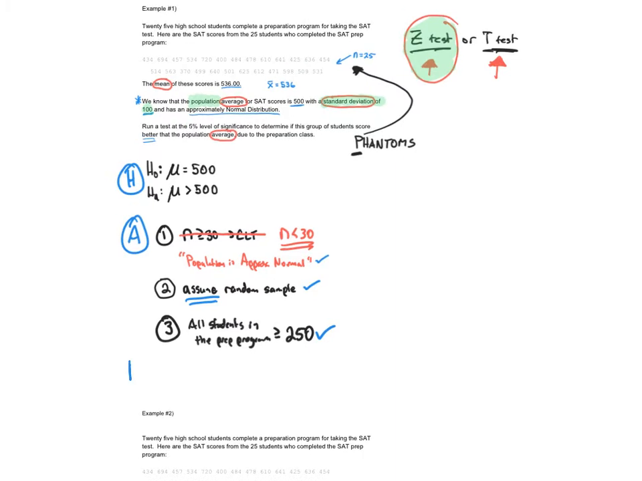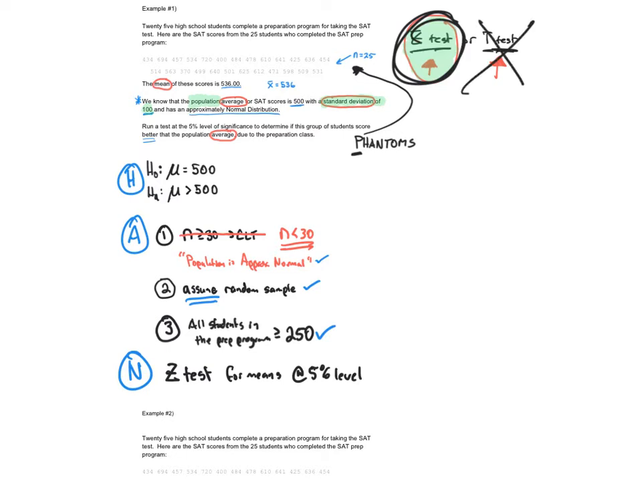I'm going to go ahead and put my n part of phantoms here. And I'm going to say I am going to run a z-test for means, and we're doing this at the 5% level. Right? Z-test for means at the 5% level. And again, why are we doing a z-test instead of a t-test? It's because they gave me the standard deviation of the population, so I get to run a z-test on that.